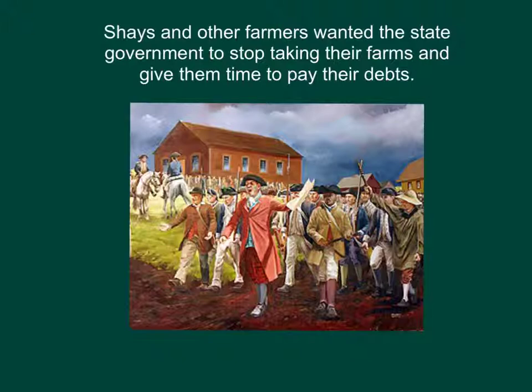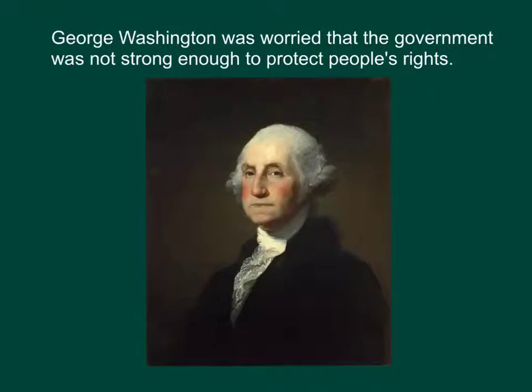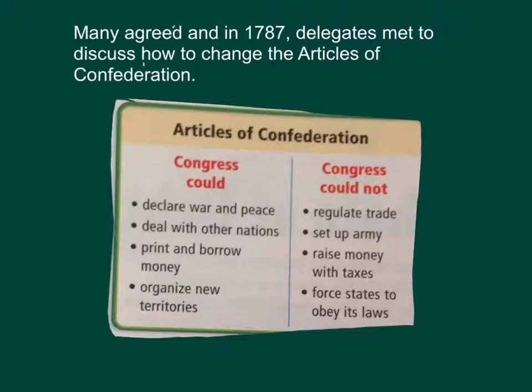Congress could not stop the farmers because it did not have an army. State militia defeated the farmers. Today, their protest is known as Shays' Rebellion. Shays' Rebellion showed that a weak national government could not keep order. George Washington worried that the government was not strong enough to protect people's rights. Many people agreed with Washington.